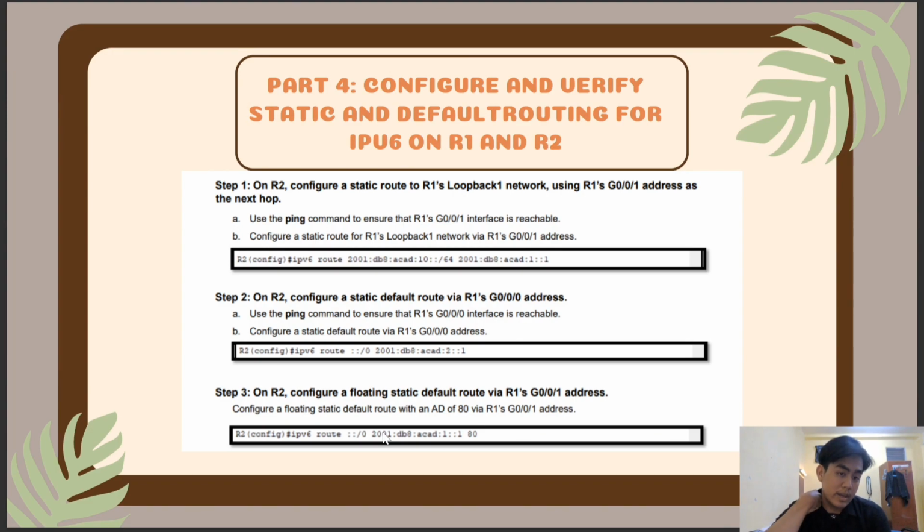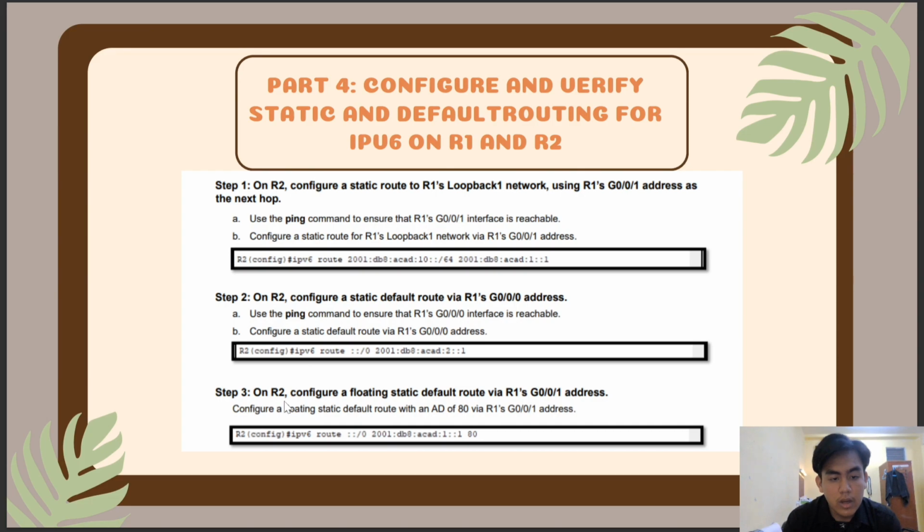Lepas tu dekat router 2 kita setkan IPv6 dia pula yang telah diberikan dalam soalan. So seperti yang kita tengok ni lah dia punya IPv6 dia. Lepas tu use the ping command to ensure that R1 G0/0 interface is reachable. Configure a static default route via G0/0 address. So yang ini kita masukkan dia punya IP lah.